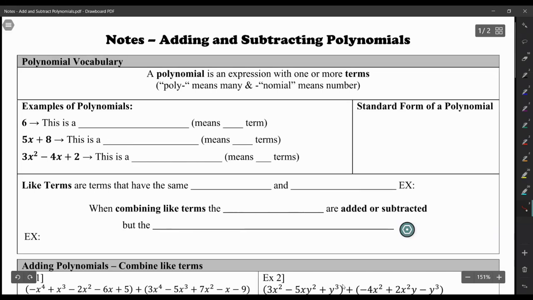Adding and subtracting polynomials. So before we start messing with polynomials, let's get some vocabulary out of the way. First of all, polynomial just simply means an expression with one or more terms. And let's remember from back in August, terms are things separated by a plus or a minus sign. So for example, 2x plus 7 is 2 terms. 2x is a term and 7 is a term.